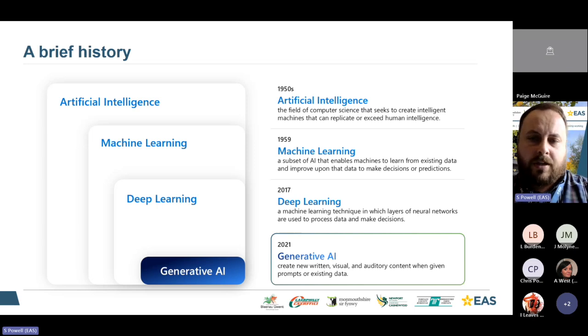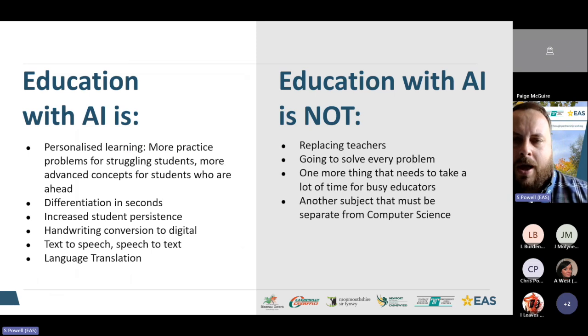It's being used in diverse fields such as natural language processing, computer vision, speech recognition, and many, many more. So overall, since its inception in the 50s, AI has come a long way and it continues to evolve and improve at a rapid pace today. So we thought about what AI is and what AI isn't, and I think this slide really sums up what education with AI could look like and what education with AI isn't going to be.